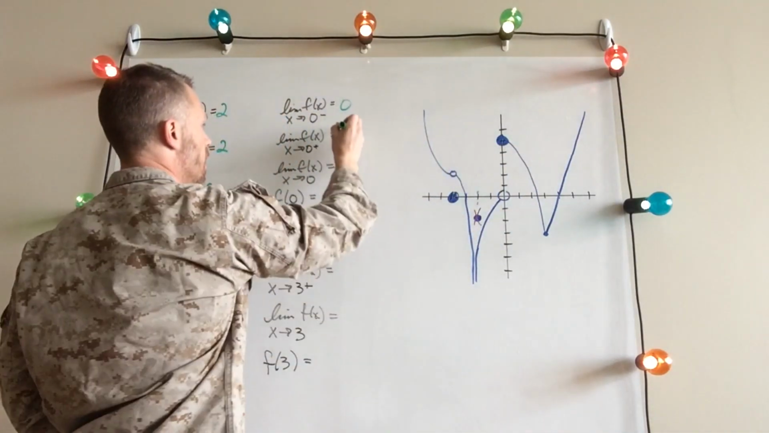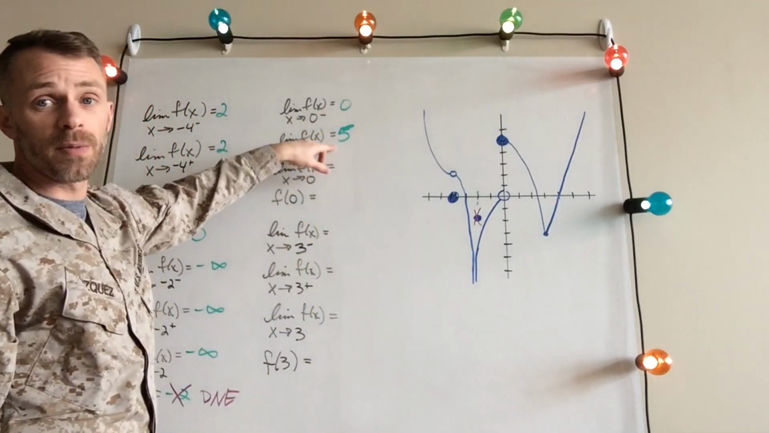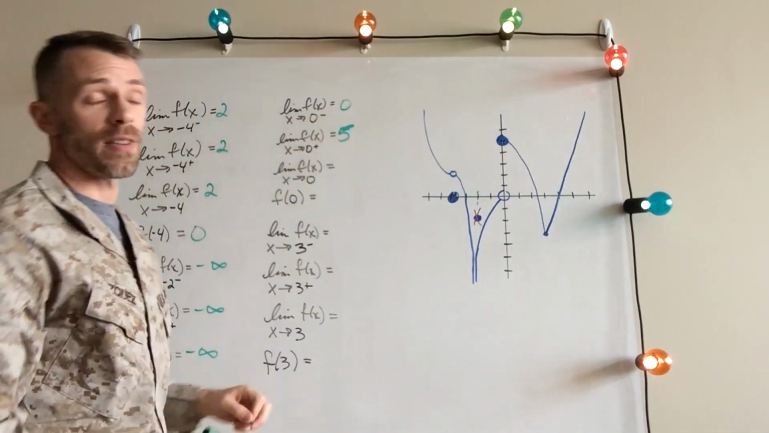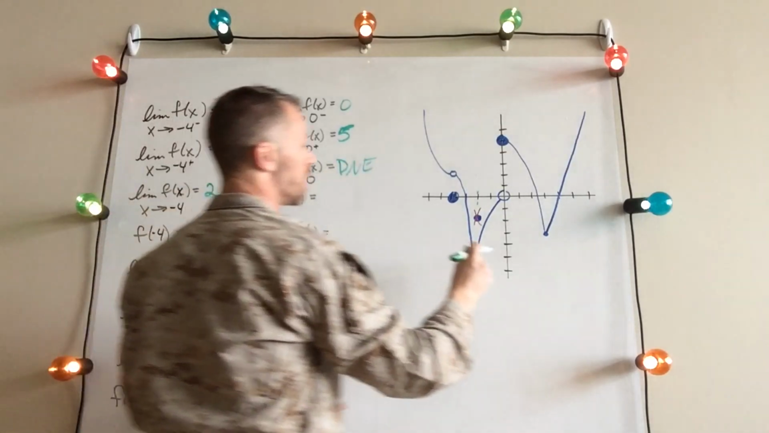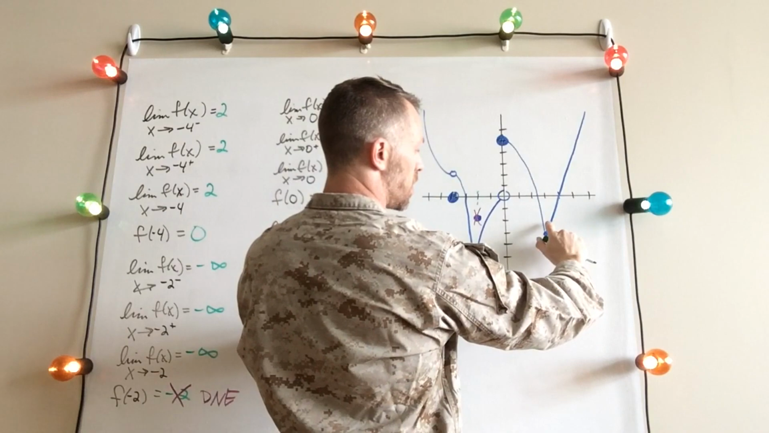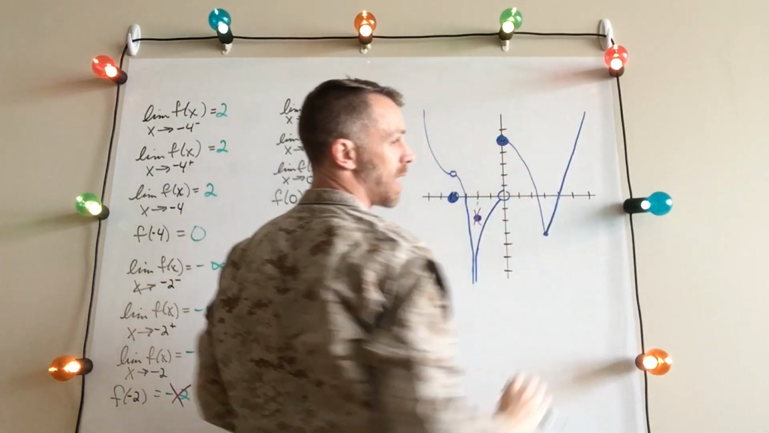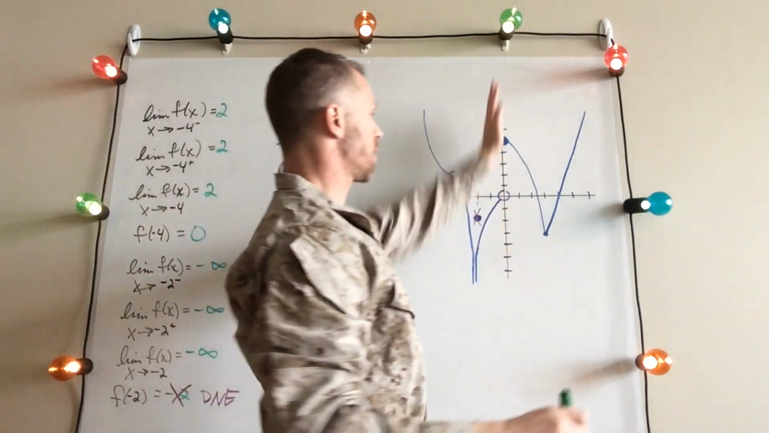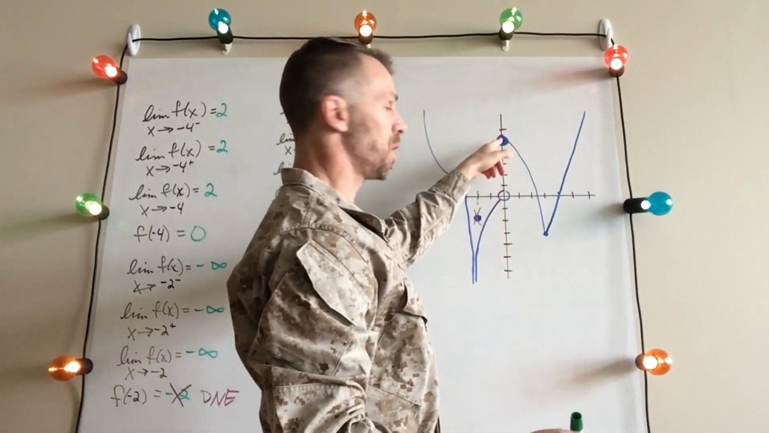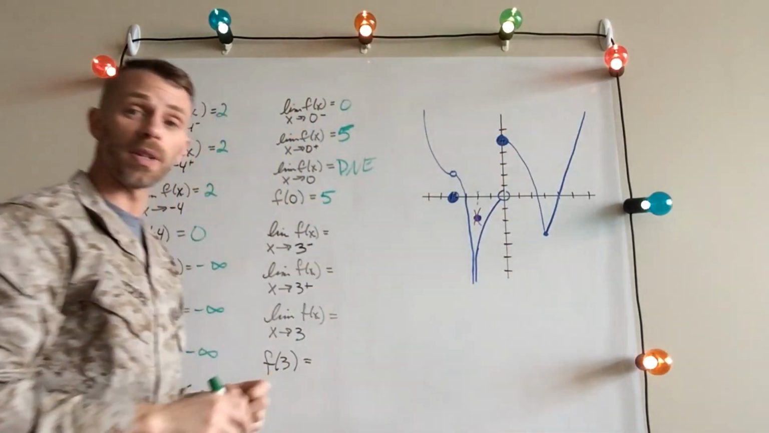The limit from the left was equal to 0. The limit from the right was equal to 5. 0 and 5 are not equal to each other, so this limit does not exist. Graphically, tracing, my fingers have not come together. Does not exist. What is f of 0? Again, here's x equals 0, open circle, closed circle, so 5, where the closed circle was.